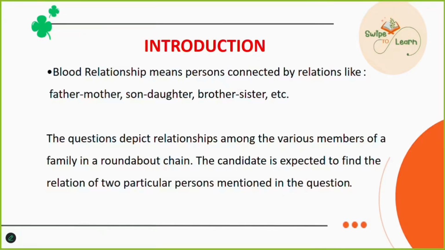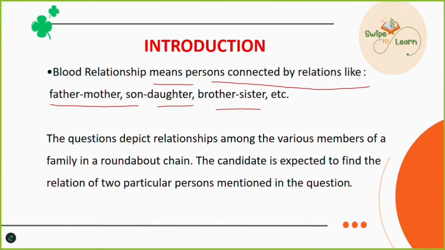Let's get started. Okay, first things first. What even is a blood relation? A blood relation means how people are connected by relations. For example, father and mother is one relation, son and daughter is another kind of relation, and brother and sister is a different relation. So, a blood relation is just a fancy name for the question which asks who is who in this family zoo. Interesting, right? It tests how well you can understand your family connections.